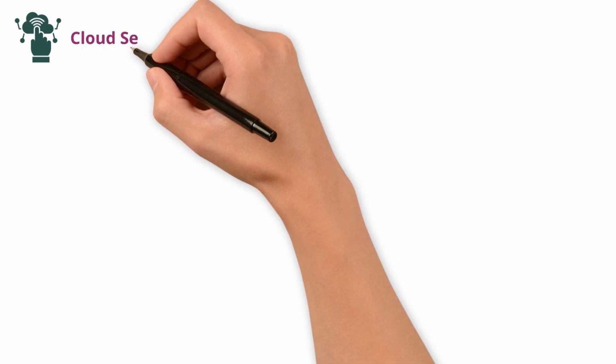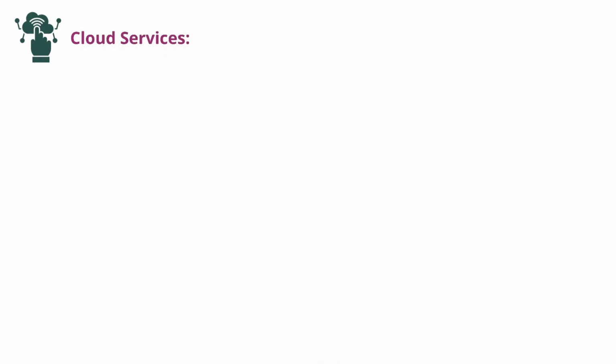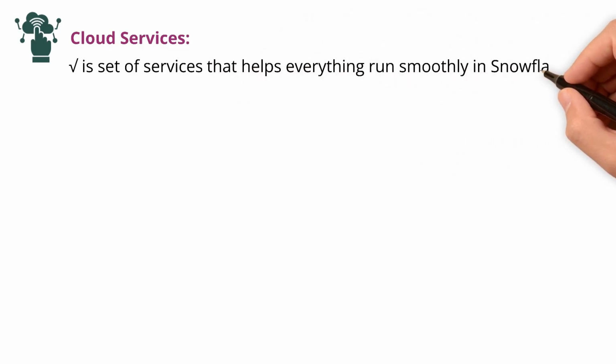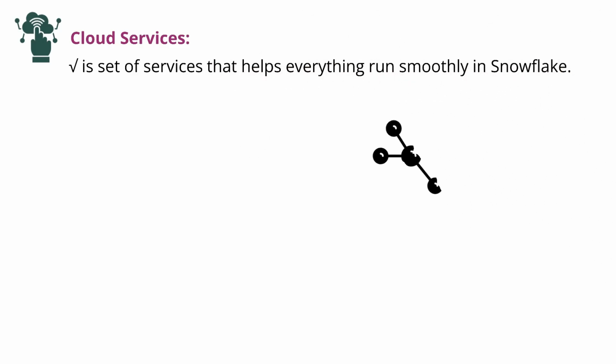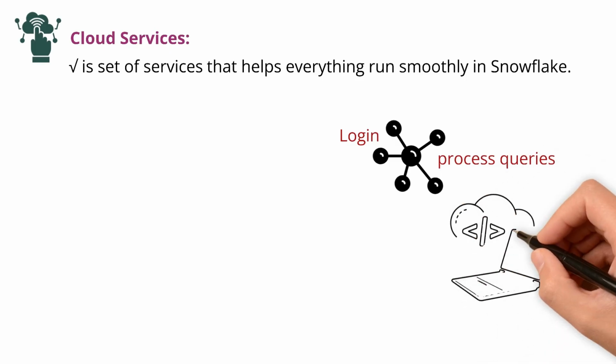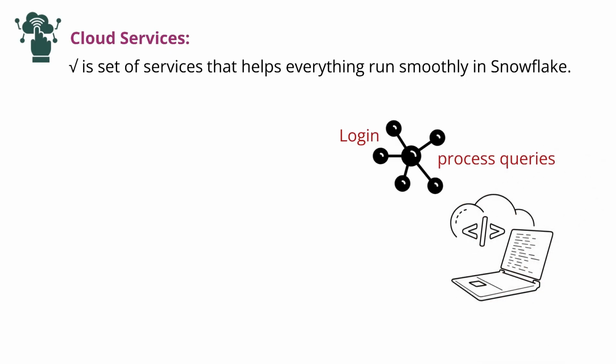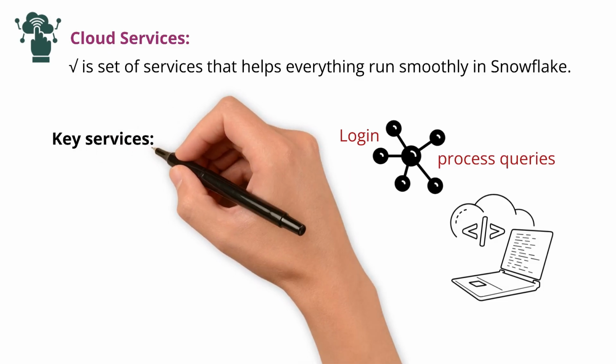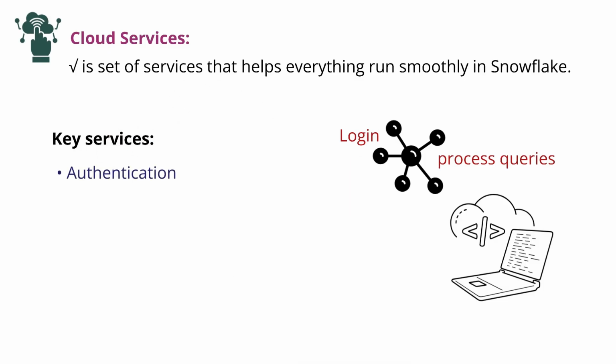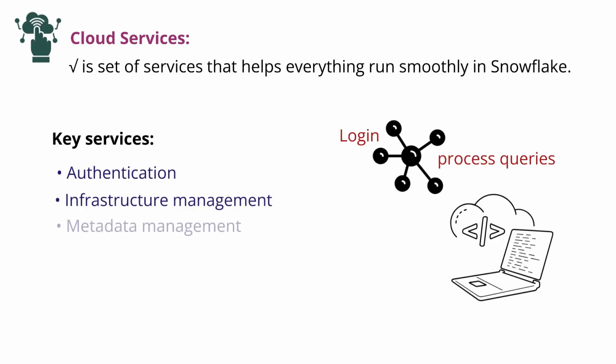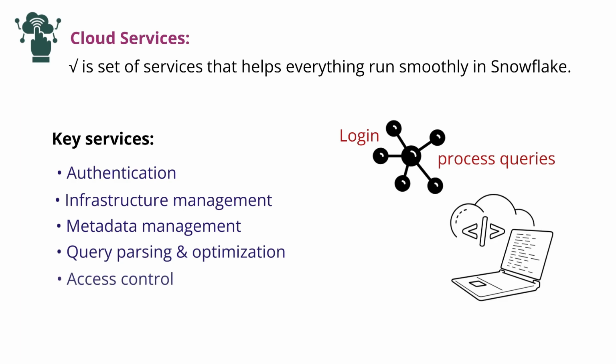Circling back to the next layer of architecture, cloud services. The cloud services layer is a set of services that helps everything run smoothly in Snowflake. It connects all the different parts, handling everything from login to processing your queries. This layer also runs on compute resources that Snowflake gets from the cloud. The key services managed in this layer are authentication, infrastructure management, metadata management, query parsing and optimization, and access control.